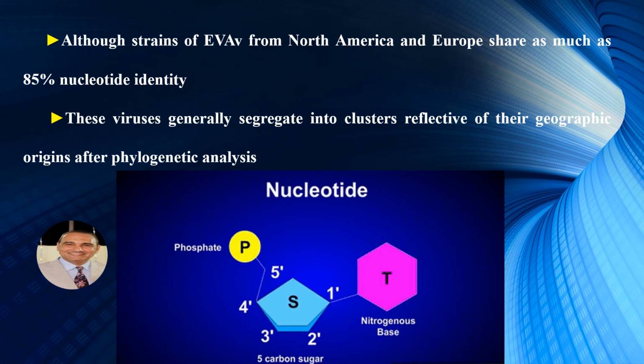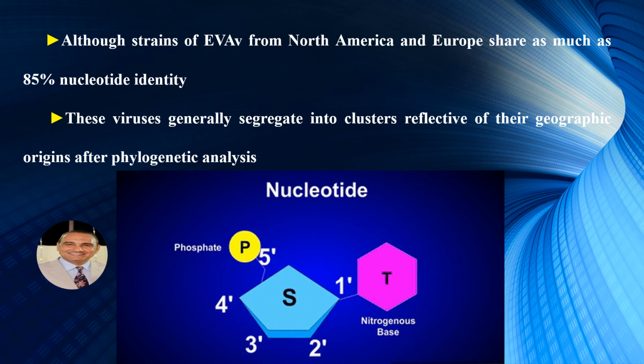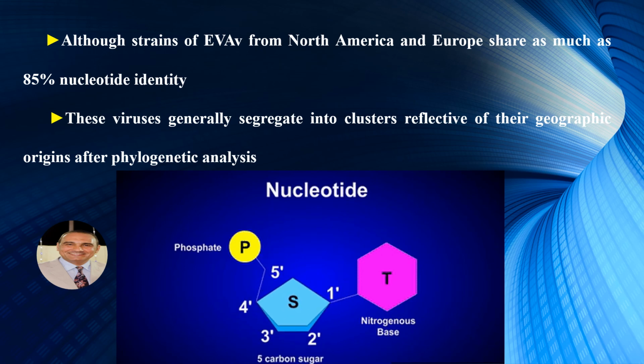Although strains of equine viral arteritis from North America and Europe share as much as 85% nucleotide identity, these viruses generally segregate into clusters reflective of their geographic origin after phylogenetic analysis.